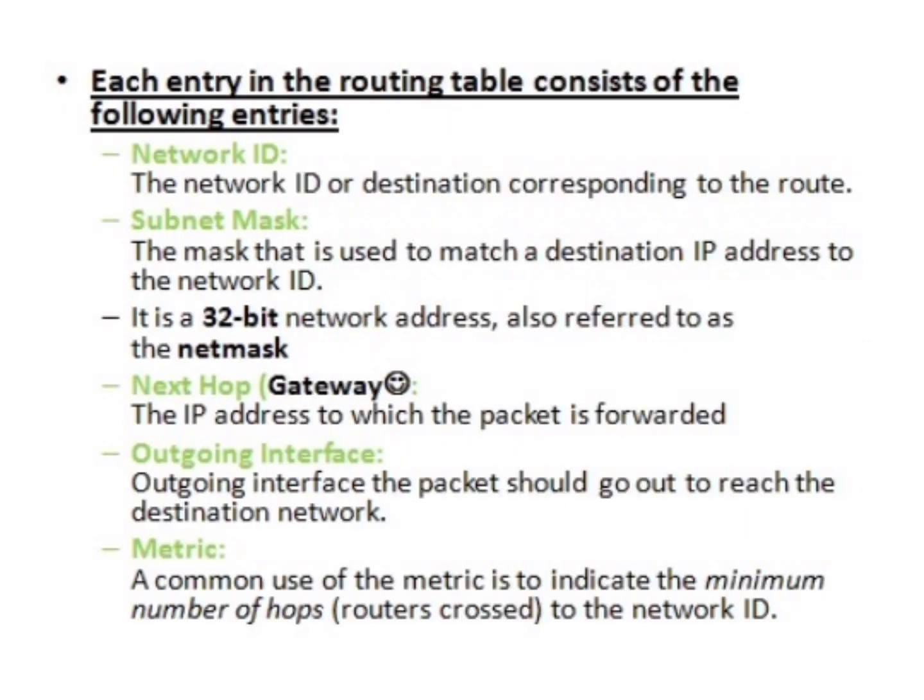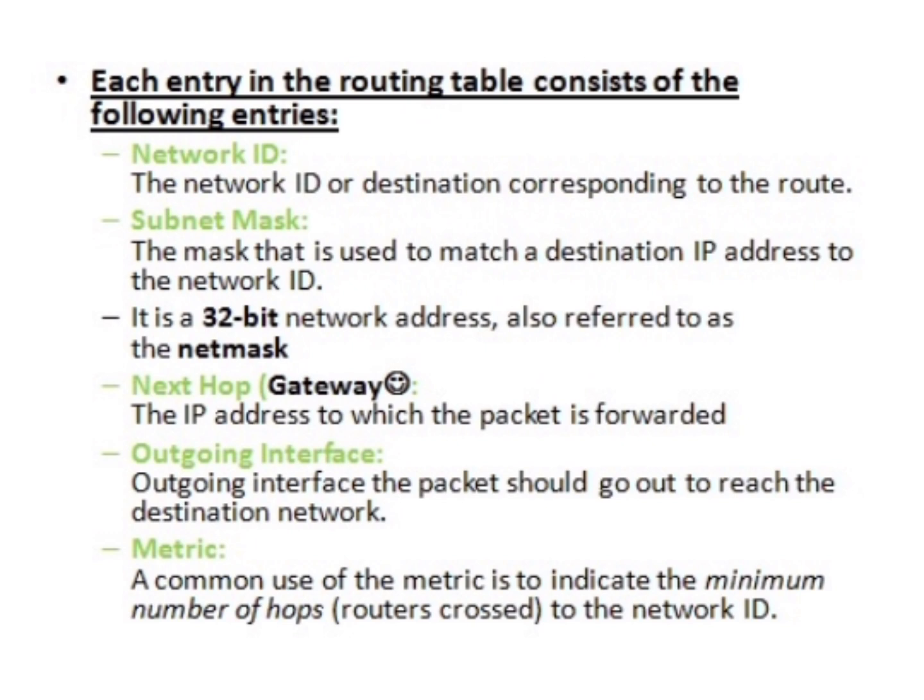The entries used in the routing table: first one is the network ID or network destination, which is used to determine the corresponding route to the destination. Next one is the net mask or subnet mask. It is used to match the destination IP address to their network ID. It is a sort of 32-bit address. Next one is the next hop, that is the gateway. It is used to determine the IP address to which the packet is forwarded.